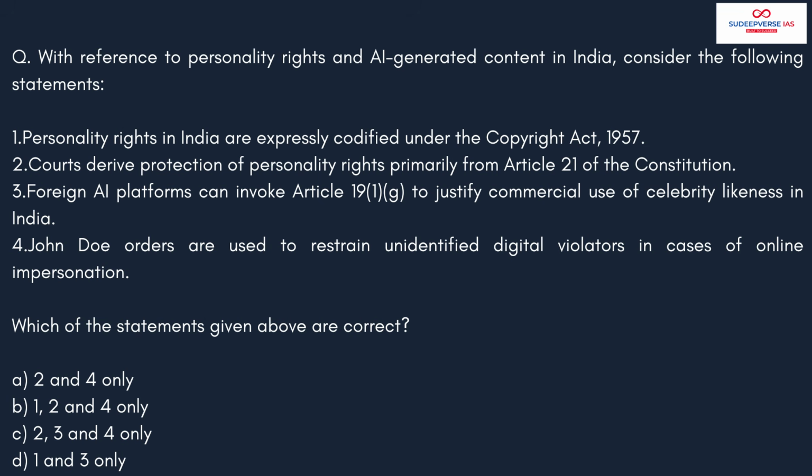So if you remove the first statement, you are going to eliminate option B and option D. So then comes option A or option C. In option A or option C, we have 2 and 4 as common statements. So 2 and 4 by default must be correct. So let us go to the third statement. In the third statement, it is written, foreign AI platforms can invoke Article 19(1)(g) to justify commercial use of celebrity likeness in India. Now understand something, Article 19 is explicitly given to Indian citizens only and not foreign citizens at all. So with only that basic common sense knowledge you can understand that the third statement is wrong, and by eliminating the third statement, the correct answer should be A, 2 and 4.